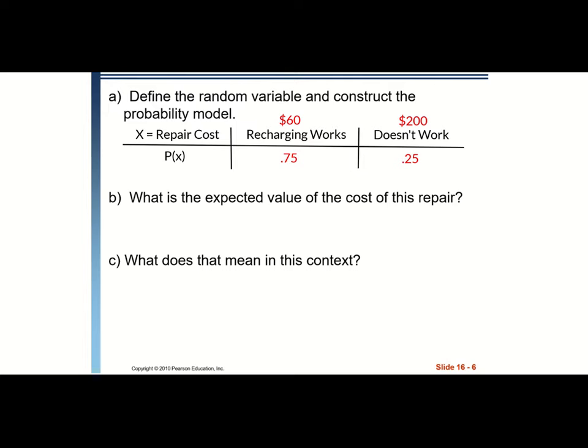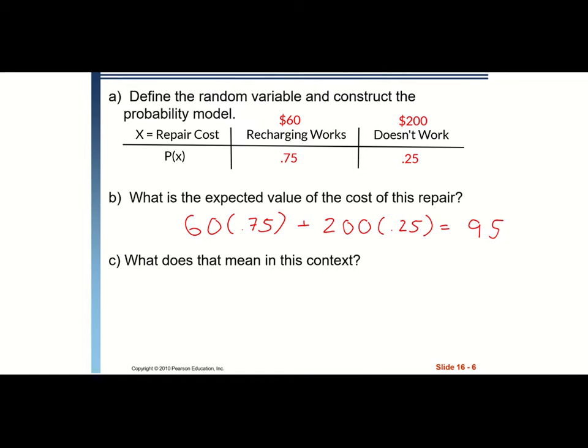So for this problem, we're going to do 60 times the 75% of the time that you'll have to pay $60, and then add 200 times the 25% of the time that you'll have to pay $200. And that results in an expected cost or a mean cost of $95. Now, just note that this isn't an actual possible outcome. You'll never pay $95. It's just the expected value for this repair, and that leads us into part C.